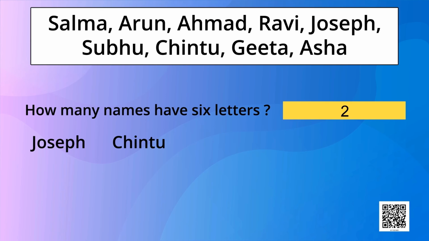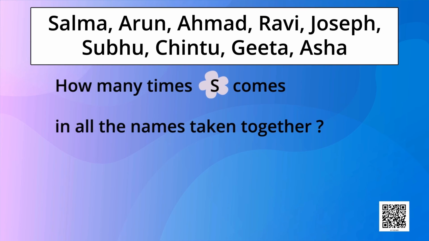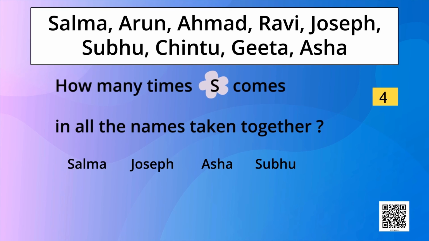Okay, dear children, how many times S comes in all the names taken together? Here is your data and count the number of S in all the names together. Yes, first in Salma's name. Second in Joseph's name. And any other S? Yes, here it is. In Asha's name. Third. 4th time it comes in Subbu's name. And that's all. So write down 4 here.